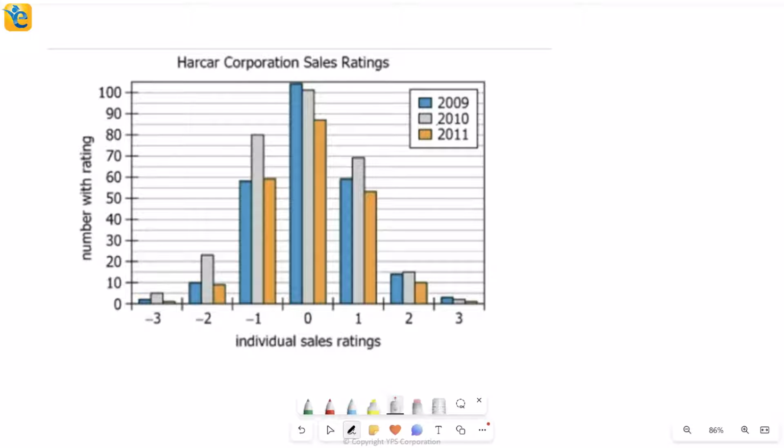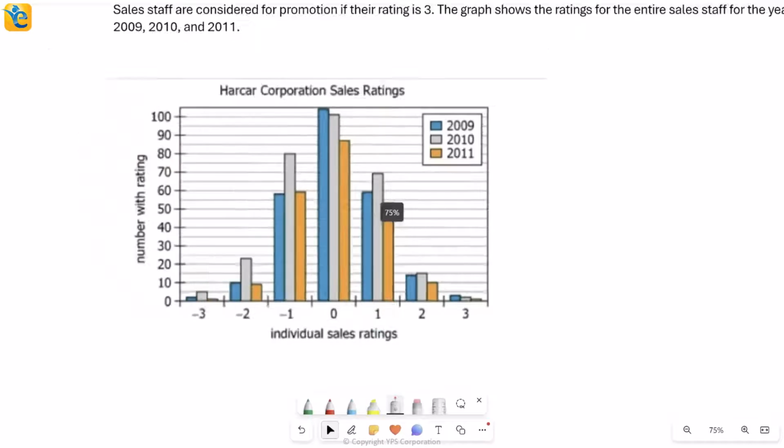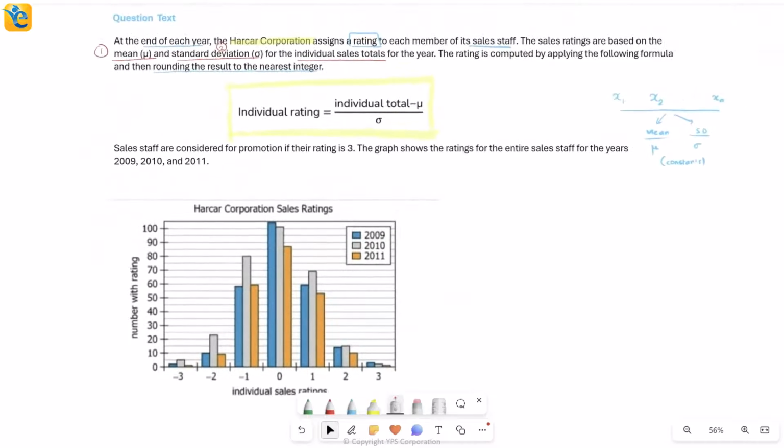Similarly, if I want to look at 2010 and I want to see how many employees got a rating of one, then I look at the gray bar in 2010. So if I read this value, it's 70. So it's 70 number of members who got a rating of 1 in 2010. So that's how we're reading this. Same graph gives you this for all 3 years.